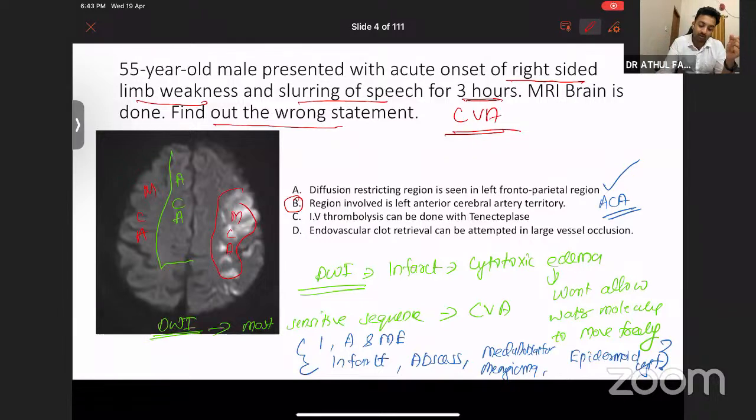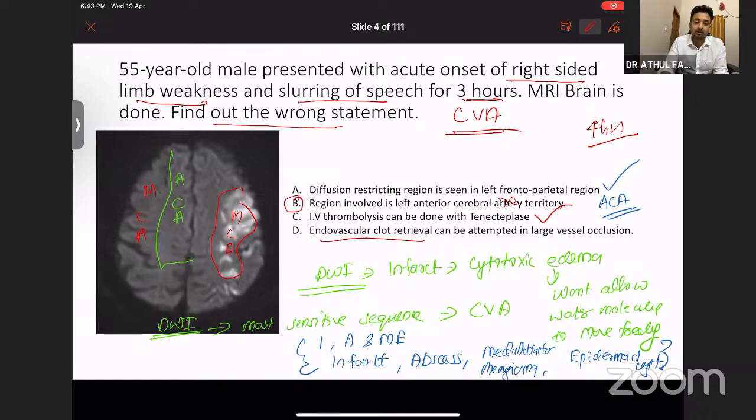So the second option is wrong. And we all know when you are having an infarct and the patient is in the window period, that is a period of less than 4 hours, we can go for either intravenous or intra-arterial thrombolysis. So that is correct. You can use alteplase or tenecteplase. You know that. And when there is a large vessel occlusion because of thrombus, you can have endovascular clot retrieval. So all these statements are correct except the second one.